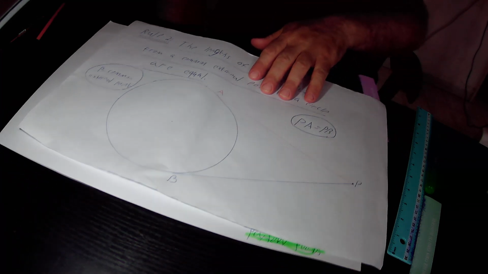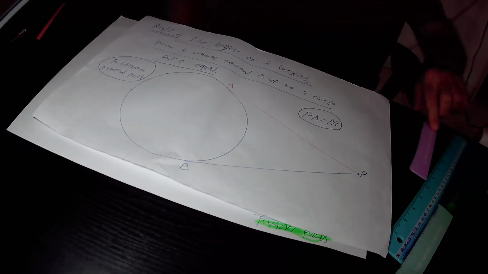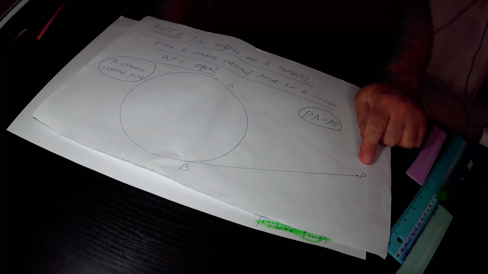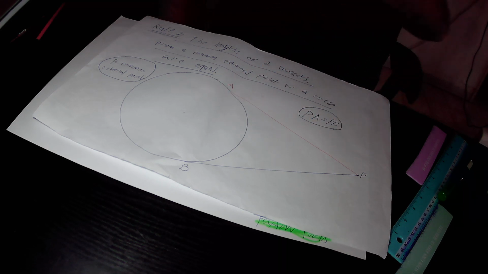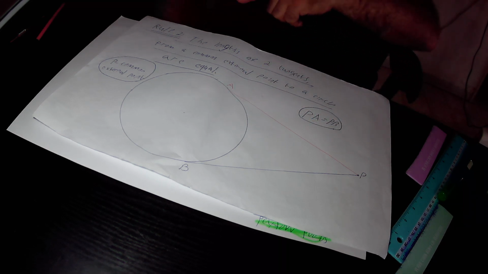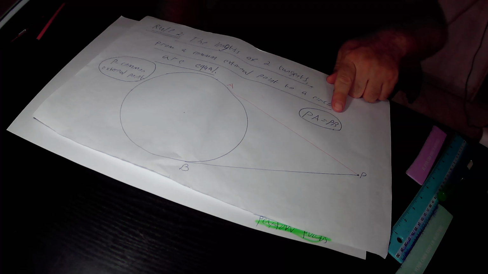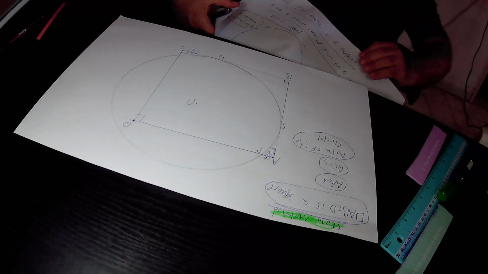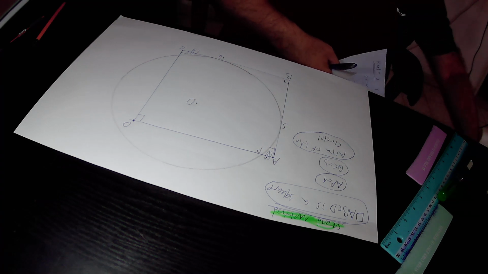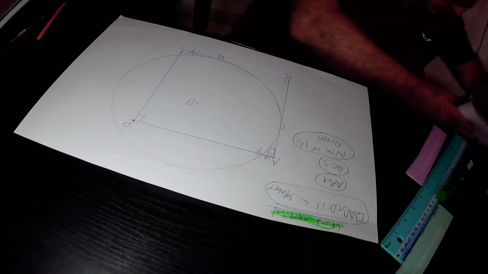So in the drawing we have a circle, and this is the common external point P. From this common external point P, we have two tangents to this circle, tangent PA and tangent PB. And according to this rule 2, they are equal to each other. This is to say PA equals PB. So we can actually implement rule 2 in our drawing.